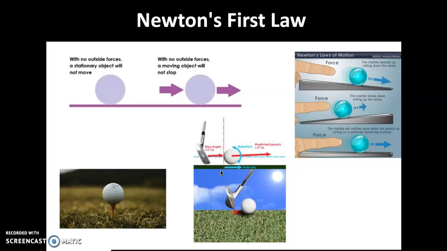For example, in sport, objects which are stationary, like a golf ball on a tee, will only produce motion when an external force acts upon it. So when the golfer hits the ball with the golf club, the golf ball will roll along the grass to the hole.